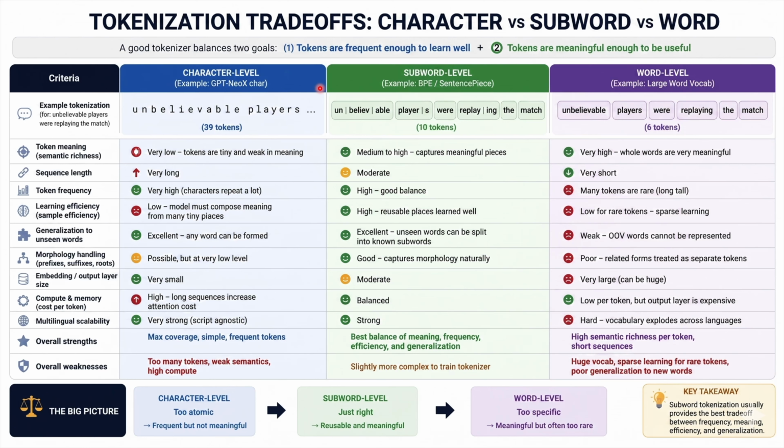Now, let's discuss the trade-offs associated with each approach. We saw there are primarily three approaches for tokenization: character level, subword level, and word level. We are going to see how each approach fares on different criteria, and how that impacts our overall system. Okay, so let's take an example sentence: Unbelievable players were replaying the match. If we look at the end result of character level tokenization, it will break each individual character into one token. So there are going to be 39 tokens.